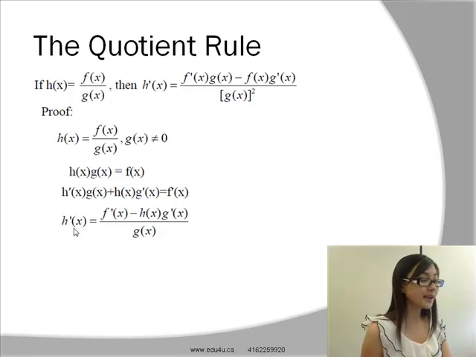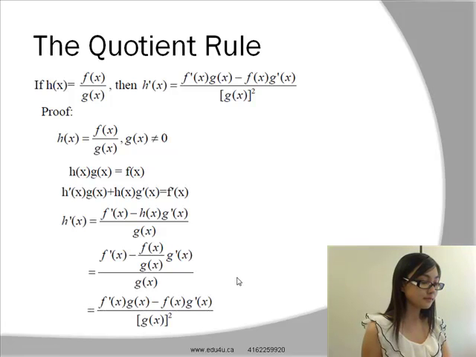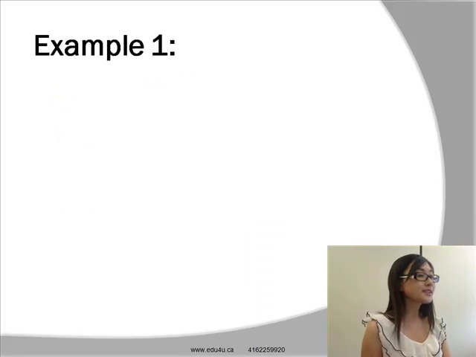What we do next is rearrange the equation in terms of h'(x) instead of f'(x). But now we have to find a way to eliminate this h(x) because we want to write h'(x) in terms of f(x) and g(x). So we know that h(x) equals f(x) over g(x). So at the end, we get h'(x) equals f'(x) times g(x) minus f(x) times g'(x), over g(x) squared.